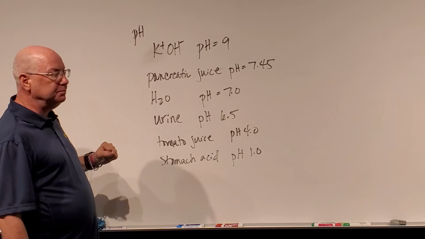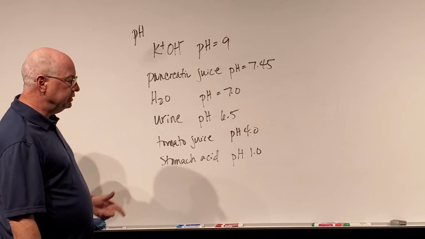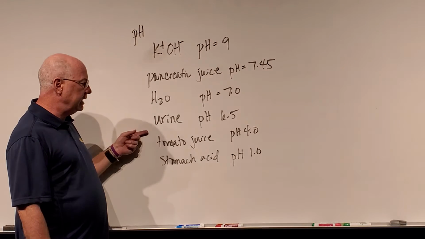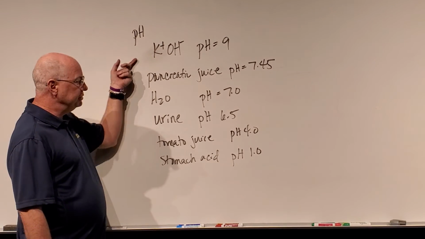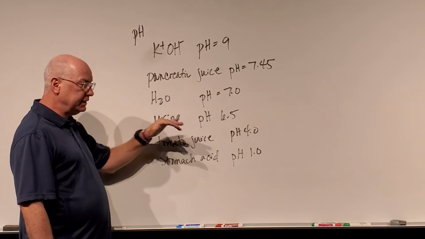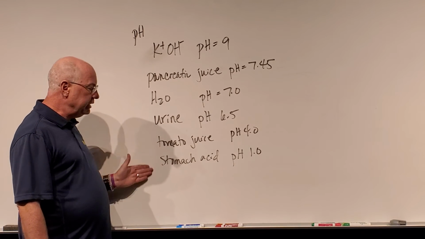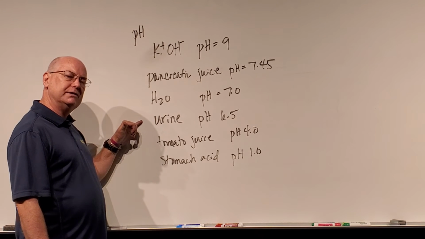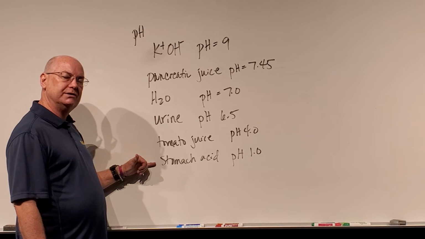Which one is the weakest base? Pancreatic juice. Which one is the strongest acid? Stomach acid. Which one is the weakest acid? Urine. These are not acids. These are bases. So urine is an acid. It has a pH below 7.0, but it's the weakest of the ones listed here. This would release the fewest hydrogen ions when placed in solution. This one would release the most hydrogen ions when placed in solution.